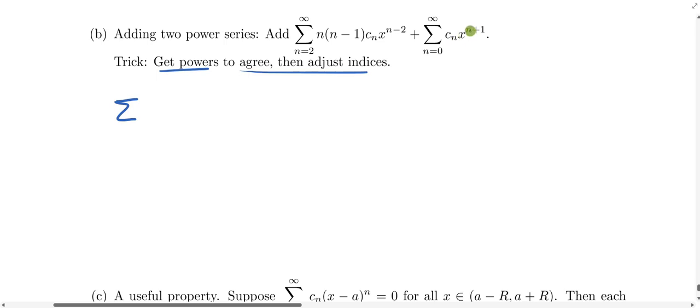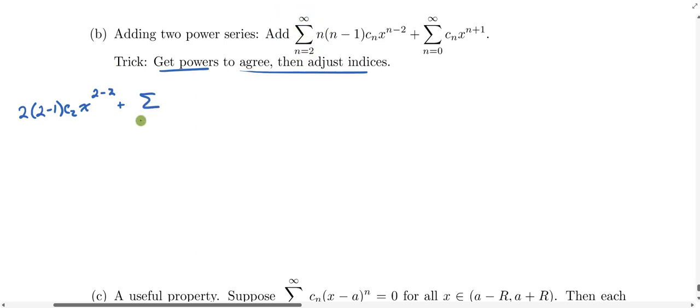I want them to agree, so I'm going to take away one of these terms from here. I'm going to pull out the term when n is equal to 2, so that everything's starting at the first power. So when n is equal to 2, we have 2 times 2 minus 1 times c sub n times x to the 0. Let's just write that out. We have 2 times 2 minus 1 times c sub 2 times x to the 2 minus 2 plus all of the other terms. So that was the very first term of the power series.